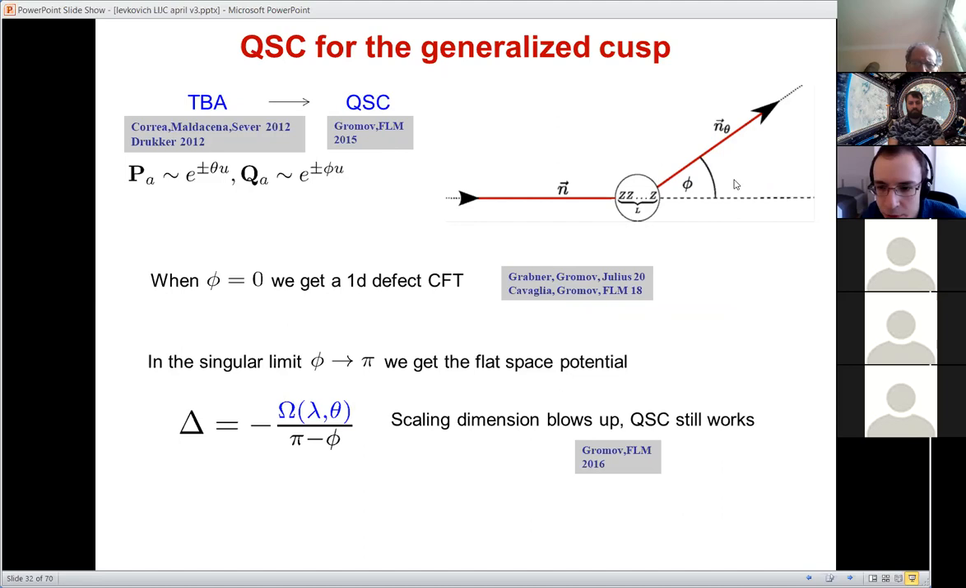Some examples: if phi is equal to zero, then we get a line with some insertion, which was discussed one or two journal clubs ago. Here, we get a one-dimensional defect CFT. It can now be studied very precisely. And then, another limit, when phi goes to pi, the lines become kind of coincident. And if we do a conformal transformation, it's just two antiparallel lines, which correspond to a quark anti-quark potential in flat space. The anomalous dimension becomes singular, but nevertheless, the quantum spectral curve perfectly captures this divergence and can be implemented very nicely.